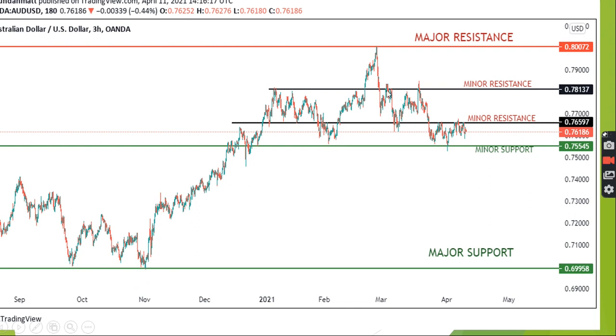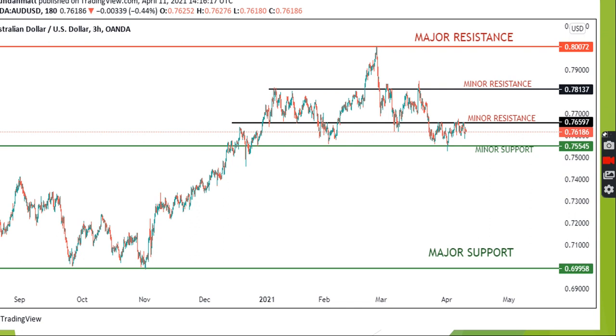This is support. Market failed to break this area. It's resistance. Here, price failed to break 1, 2, 3, 4, 5 times. Market failed to break this area 1, 2, 3, 4 times. You see, these are areas where the market is failing to penetrate. That's what support and resistance mean in simpler terms.